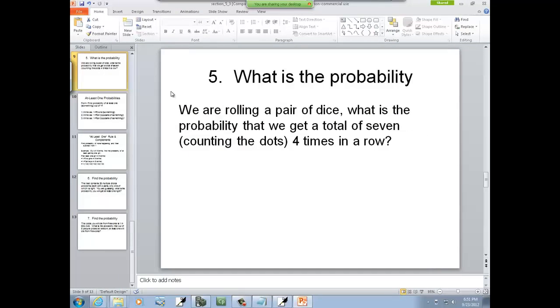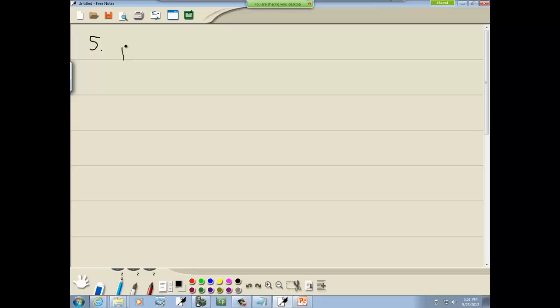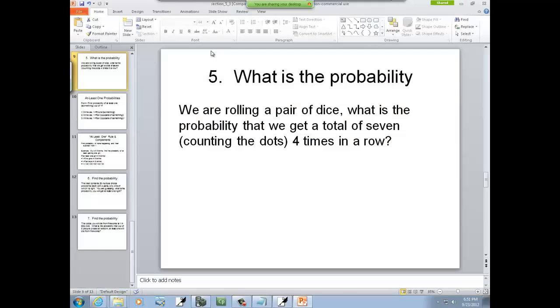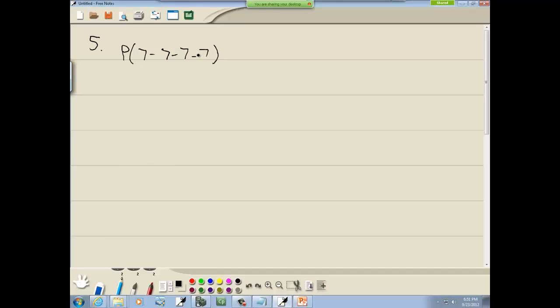Okay, we're rolling a pair of dice. What's the probability we get a total of 7, 4 times in a row? So first time will be a 7, second time's a 7, third time's a 7, and the fourth time's a 7. So there's an implied and there, isn't there? Okay, let's talk about the different possibilities. You could have first die has a 1, second has a 1. First one has a 1, second one has a 2, 1 3, 1 4, 1 5, 1 6. Then it could be 2 1, 2 2, 2 3, 2 4, 2 5.